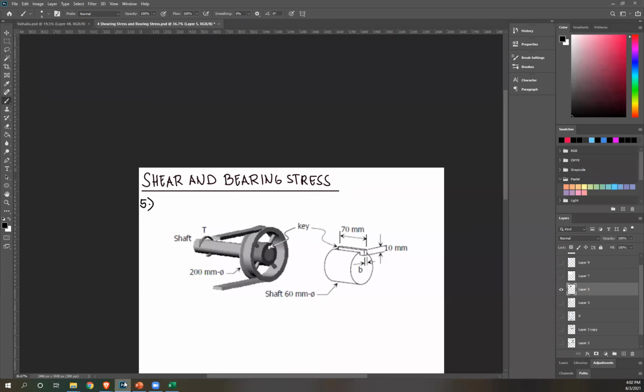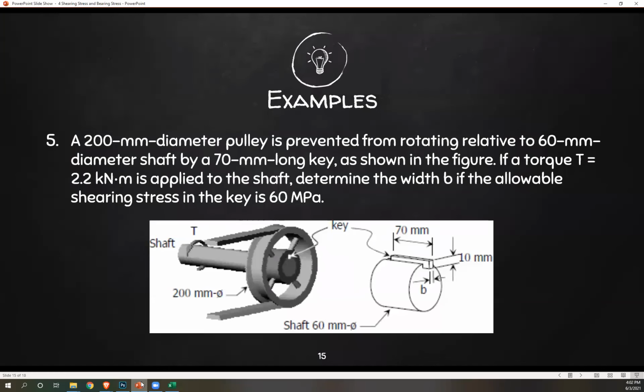Right? Let's do that. First step again is writing your given. So we have a torque, that's capital T, 2.2 kilonewton meter. We also have the shearing stress, which is tau, 60 MPa.